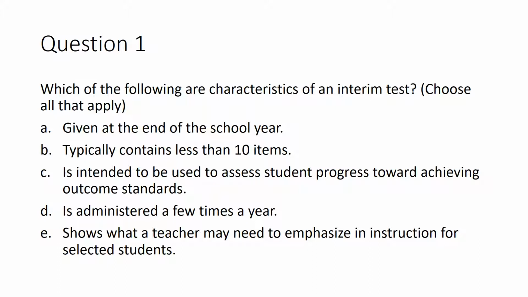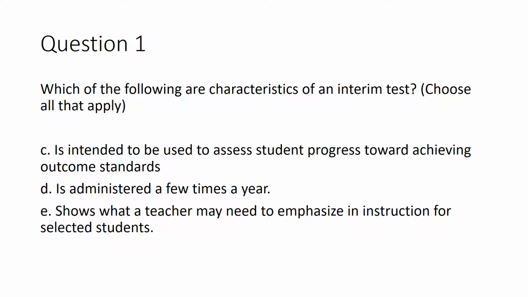Well, if we look at these choices, we know that interim tests are given throughout the year, so we can eliminate A. We never heard anything about containing less than 10 items, so we can eliminate B. But C, D, and E might be reasonable. The answer is, in fact, C, D, and E. They can assess student progress, they are administered a few times a year, and they show you, the teacher, what you need to emphasize in instruction.